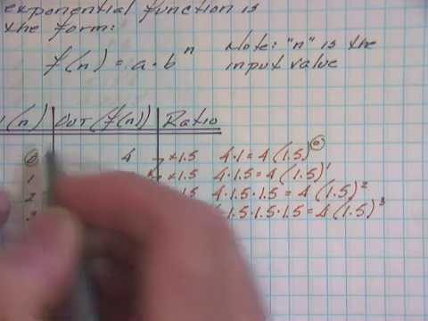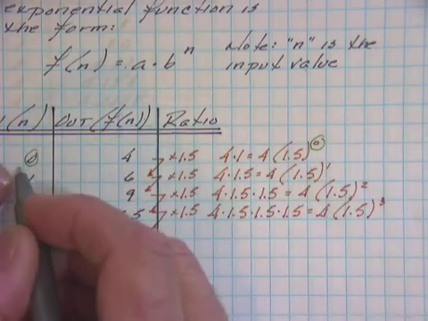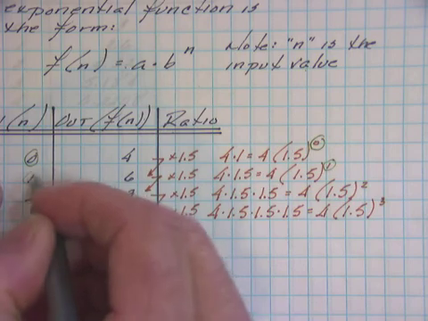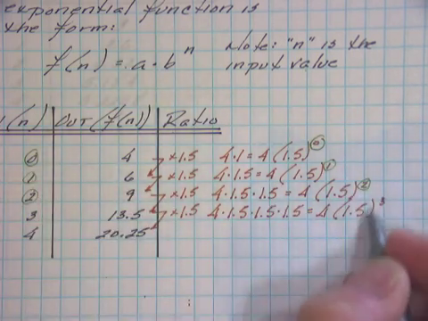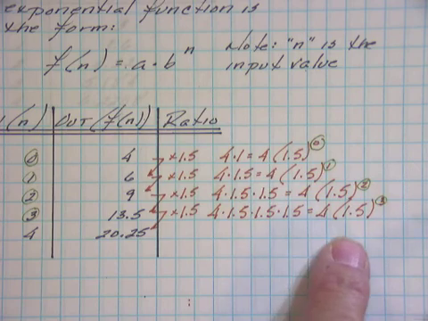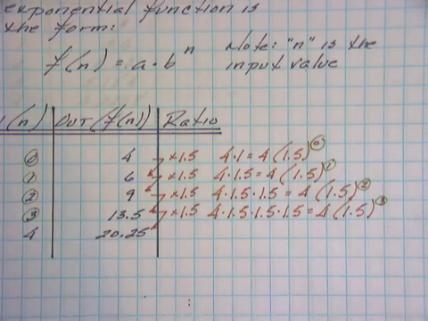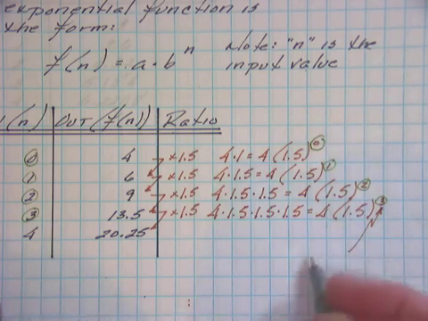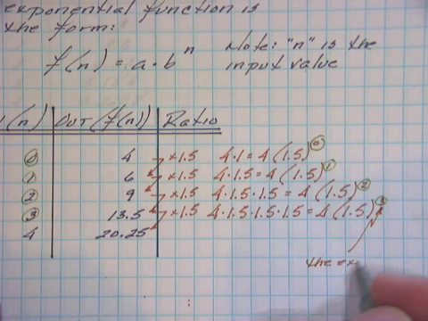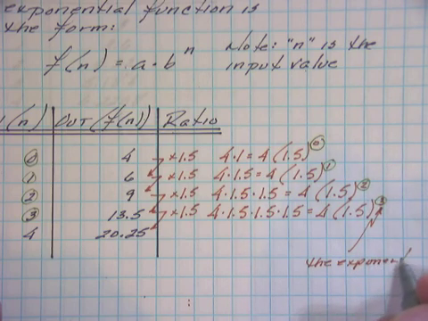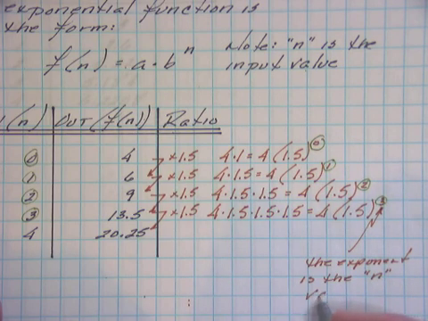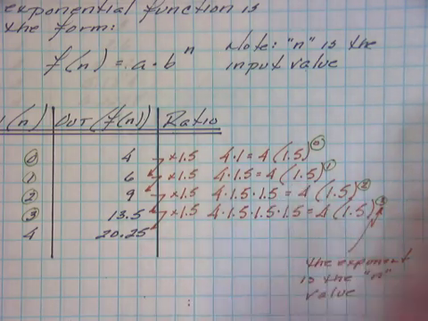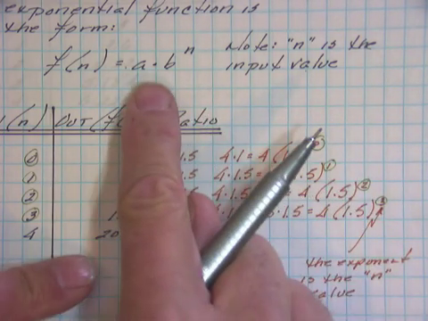Now let's make a connection. Notice that the exponent here is equivalent to the in value. That's 0, that's 0. That's 1, that's 1. Here's a 2, there's a 2. Here's a 3, here's a 3. And we'd get the same thing if I did the 4 here. Okay. Now, the exponent is the n value. The exponent is the n value. Okay, we've got to keep that in mind.